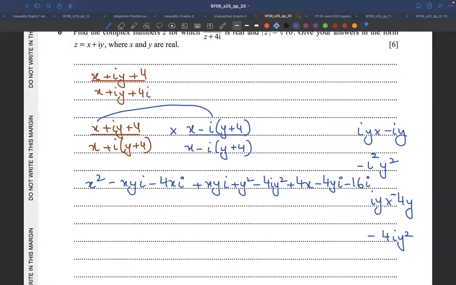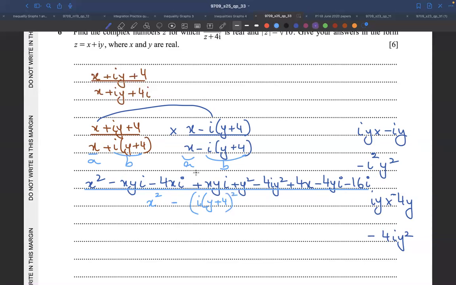And then in the denominator, so we have multiplied the numerator. Now in the denominator, we can take this part as a and this part as b, so we can apply a squared minus b squared. So we get x squared minus iota into y plus 4 whole squared.